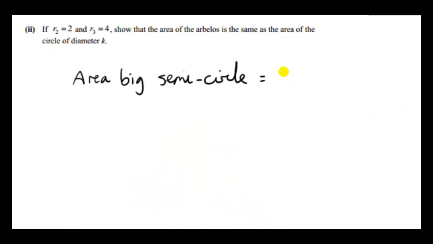The area of a full circle is pi r squared, so we have half a circle. So that's 36 divided by 2 is 18, so it's 18 pi. And we have to take the area of the big circle and subtract out the area of the two smaller circles.